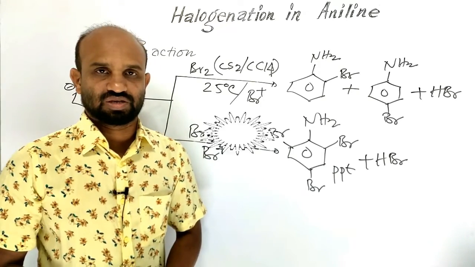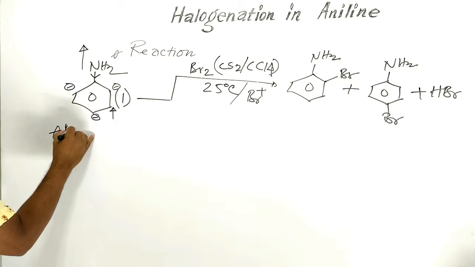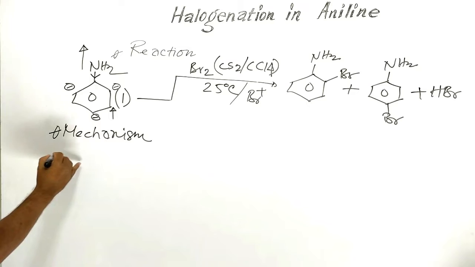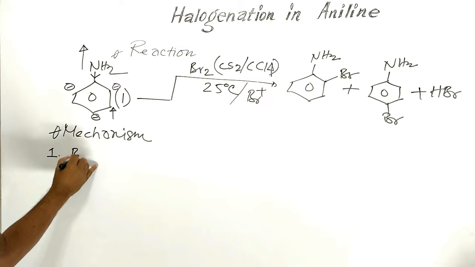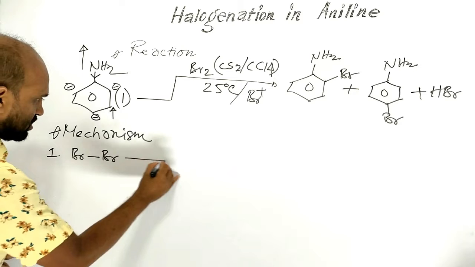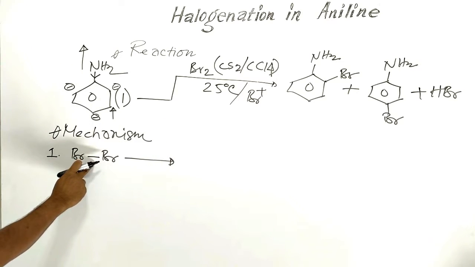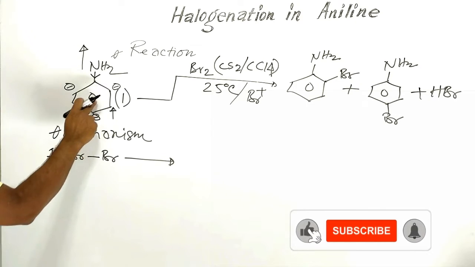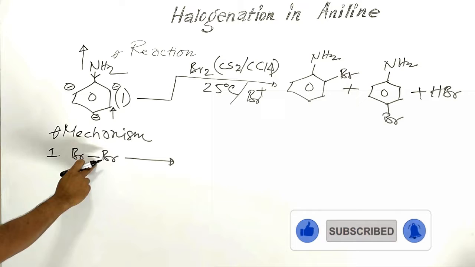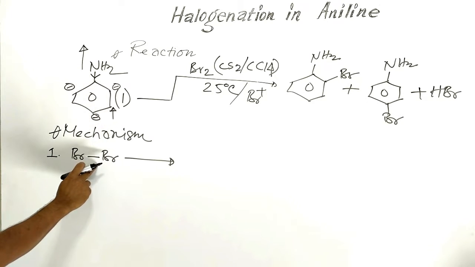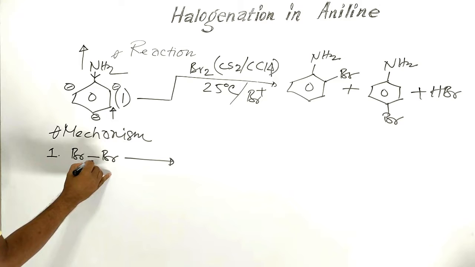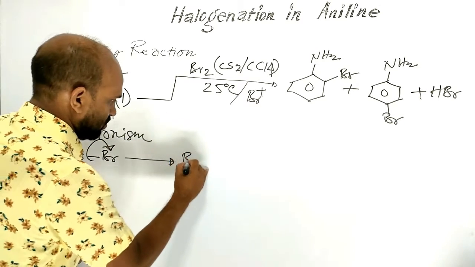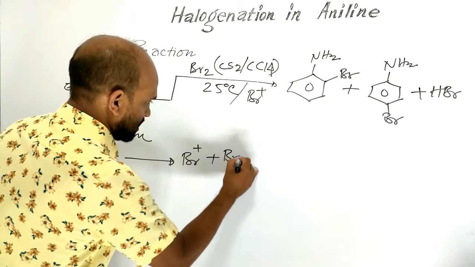Let's see the mechanism of the reaction. Mechanism of the first reaction. Here, step 1, when the bromine molecule comes in contact with aniline, then electron repulsion occurs between the phenyl group and the bromine molecule. As a result, the bromine molecule suffers a heterolytic fission to form bromine cation and bromide ion.